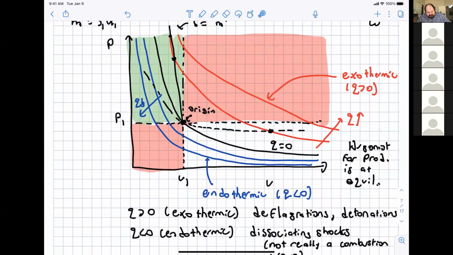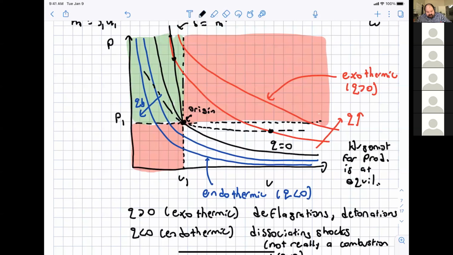And you can see here, by basically just looking at the difference, where a detonation could potentially cross an exothermic product Hugoniot, that the pressure of a detonation goes up quite a bit, and the specific volume decreases just a little bit. And that's due, as I said on Wednesday, to where the Rayleigh line intersects with the Hugoniot.